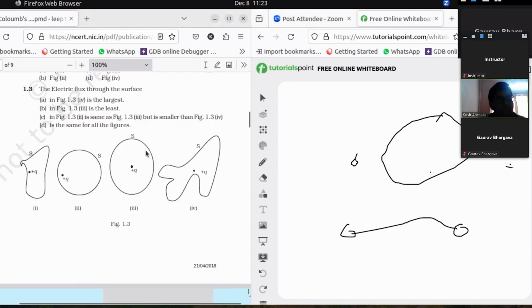Electric flux through the surface A in figure 1.34 is the largest.